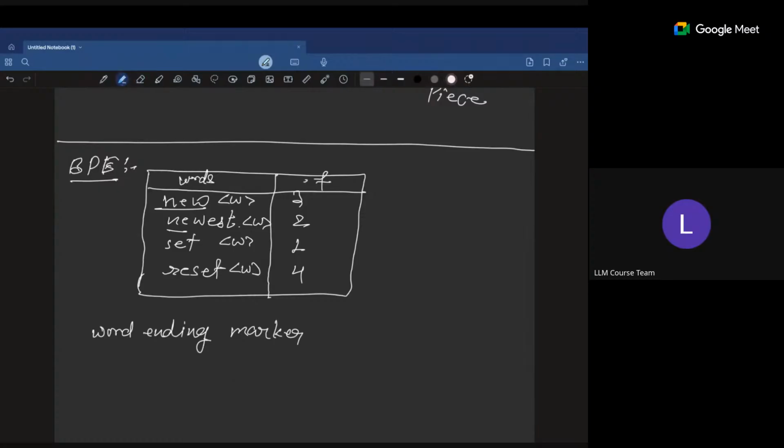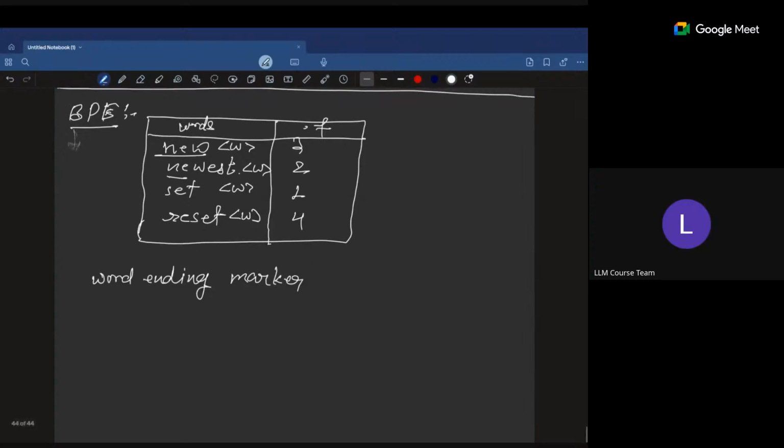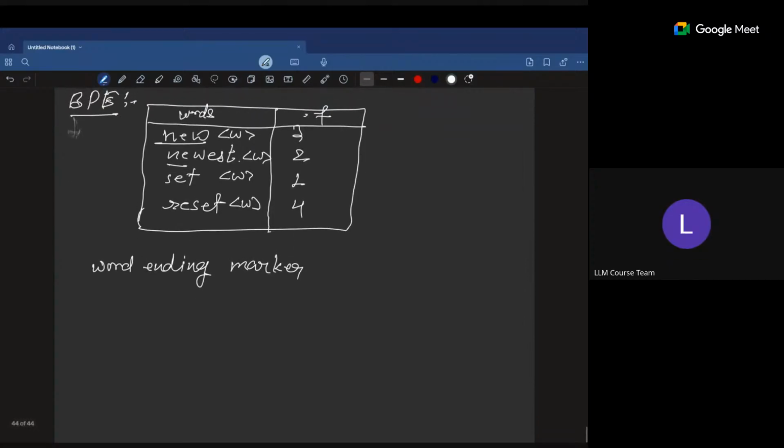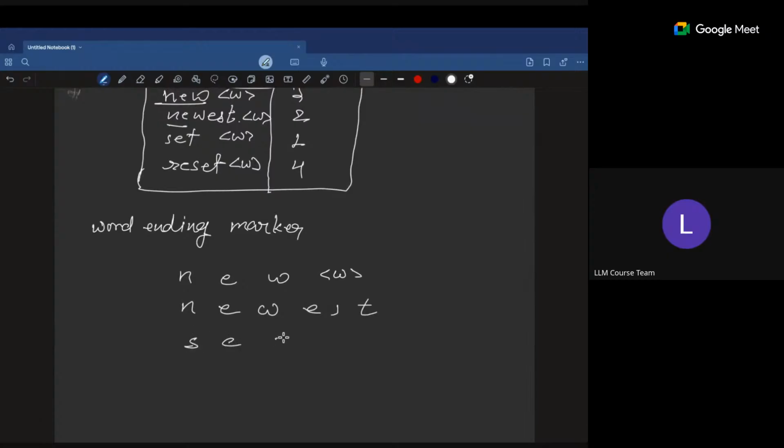Now first we take each byte, as the name byte pair says, or each character. First we consider all the characters and their counts. It's the easy part here. We take N, E, W, and that marker or placeholder, then N, E, W, E, S, T. All these unique characters become my first vocabulary. So here we get S, T, S, E, T, and we get R, E, S, E, T.